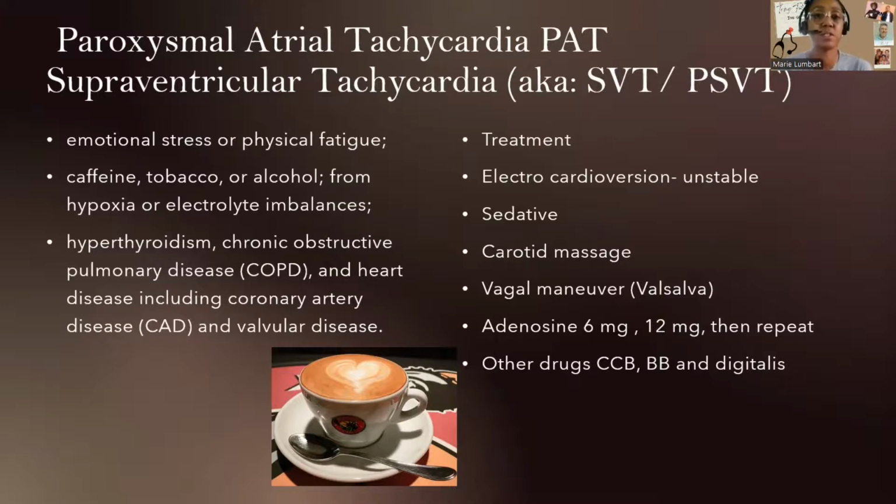Treatment for SVTs would include electrocardioversion. If the patient is unstable, you could give them sedatives. The physician could perform a carotid massage to slow down that SA node from firing. You could have the patient do a vagal maneuver. You can also use adenosine, 6 milligrams, and repeat 12 milligrams if the first dose doesn't work. Other drugs such as calcium channel blockers, beta blockers, or digoxin can also be used.